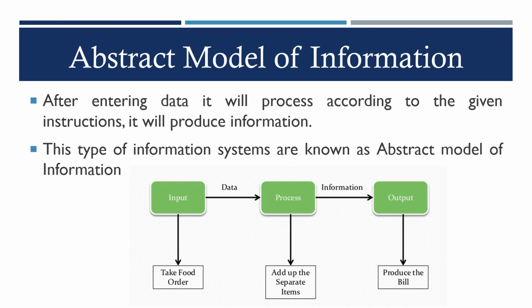According to the diagram given, you can see take food order, that is the input. And inside the process, what is happening? Add up the separate items. And as an output, it produces the bill. So this is what we call abstract model of information.